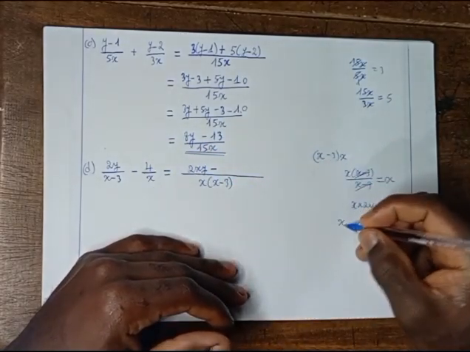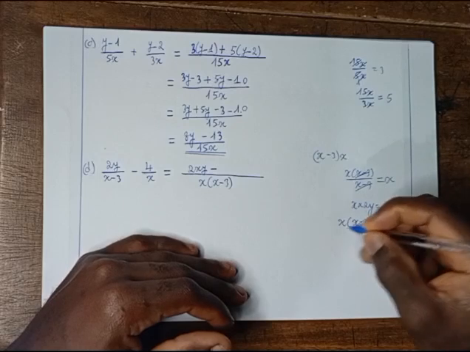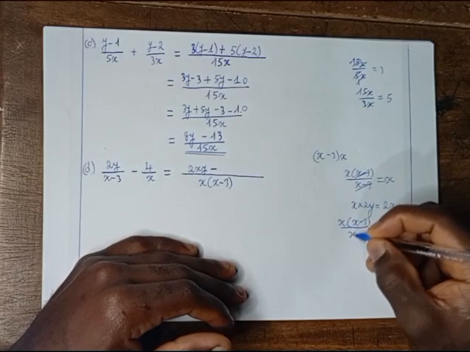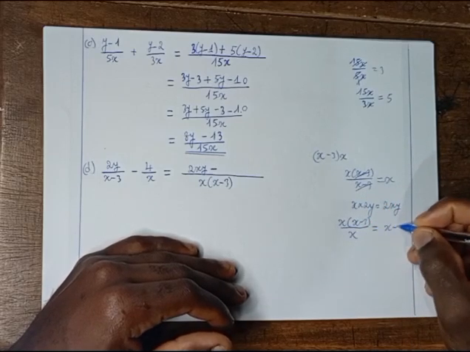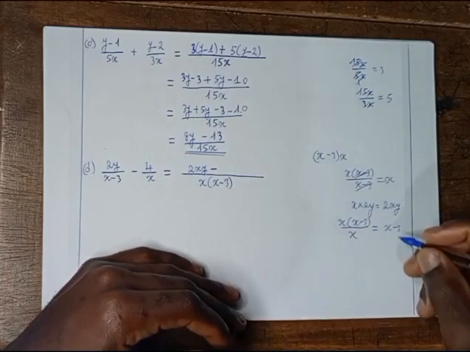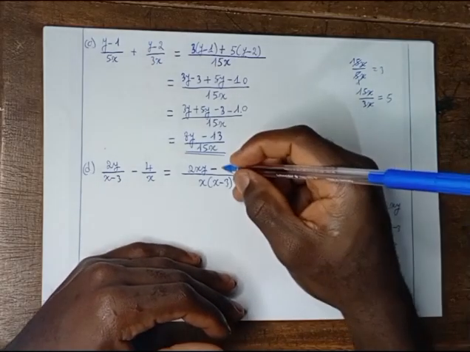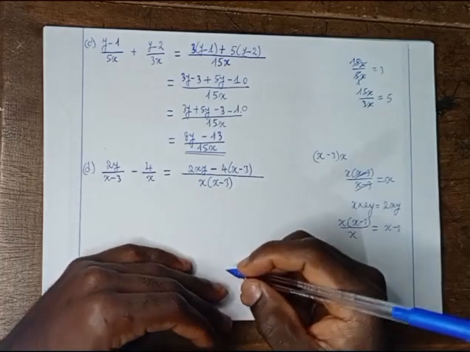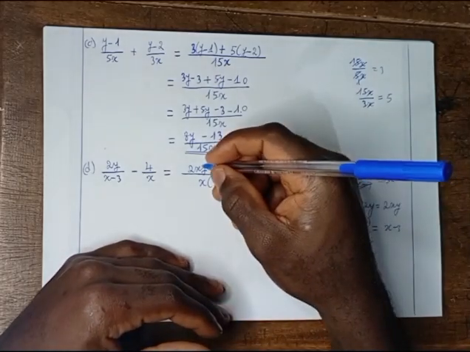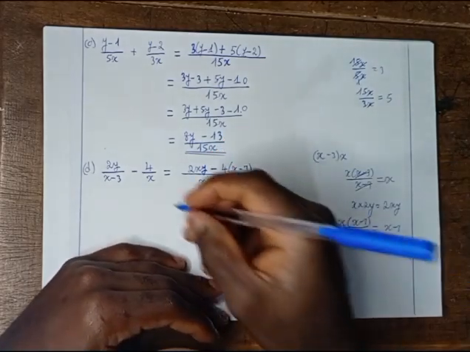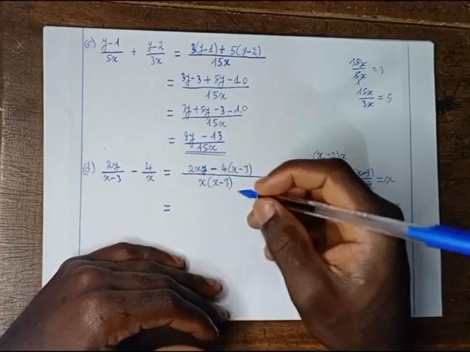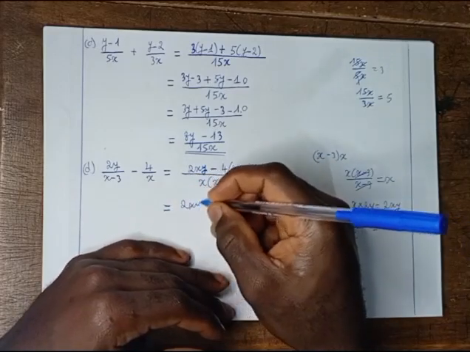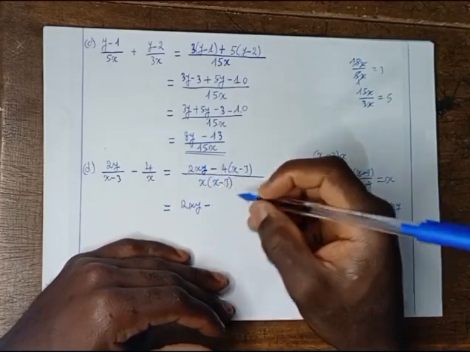Next, we take x times x minus 3 divided by x. This will simply be equal to x minus 3. We are going to multiply x minus 3 by 4. This will simply give us 4 times x minus 3. Next, this will simply be equal to 2xy. We are going to expand this bracket.